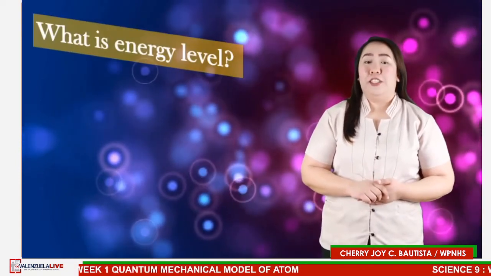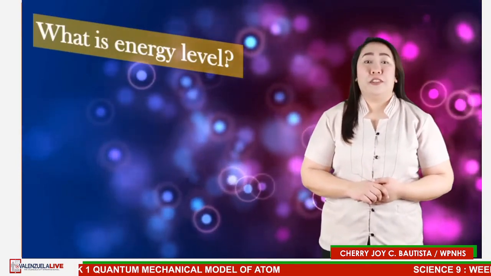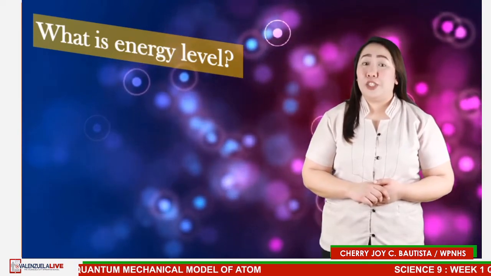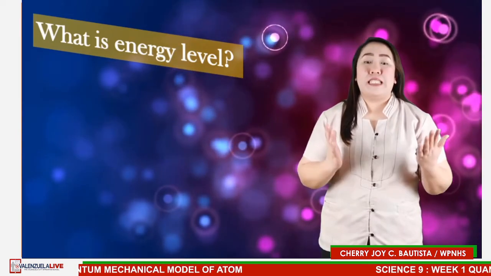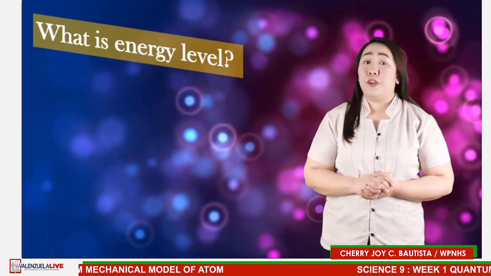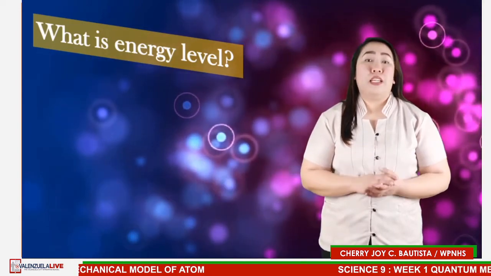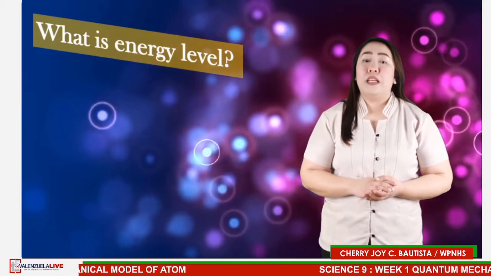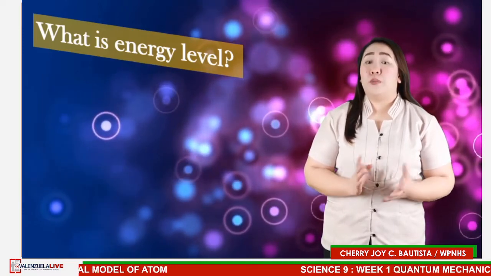Now, let's answer some of your questions. Question 1. What is energy level? Energy level, also known as electron shell, are fixed distances from the nucleus of an atom, where electrons may be found. Take for example Bohr's model.